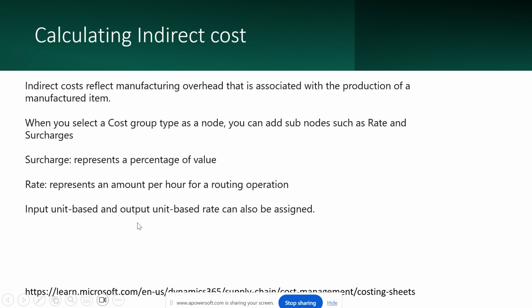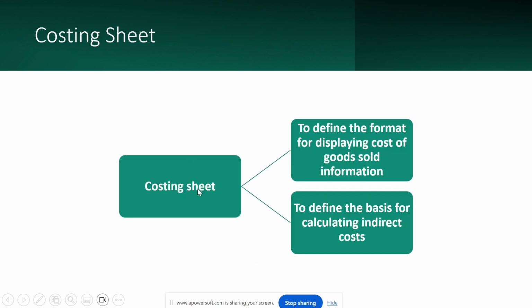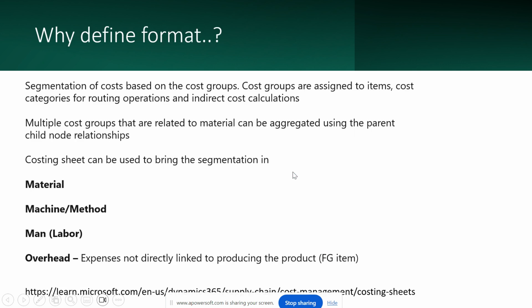And it can also be input unit based and output unit based. In case of input unit based and output unit based, these primarily depend upon the quantity that you have in raw material and in your finished good, based on which the rate will be calculated. If you want to do that, you can also assign it in the costing sheet. I know this sounds a little confusing right now, but this is the fundamental definition. What you need to keep in mind is that the basis of using the costing sheet is to define a format and to define the calculation for indirect cost. I just want you to remember only these two for now, because until we get into the system, you will not be able to relate to what I am talking about.